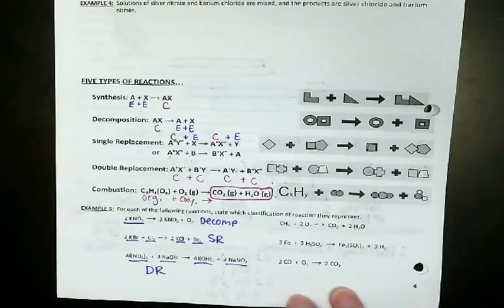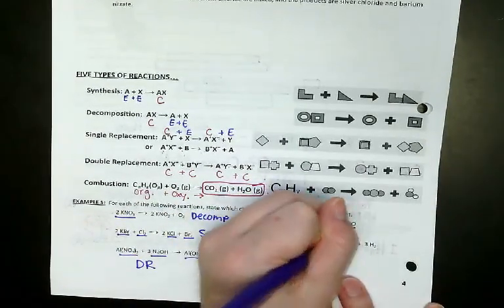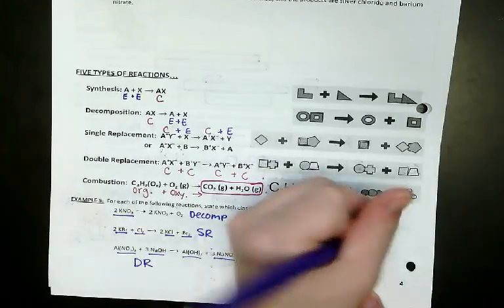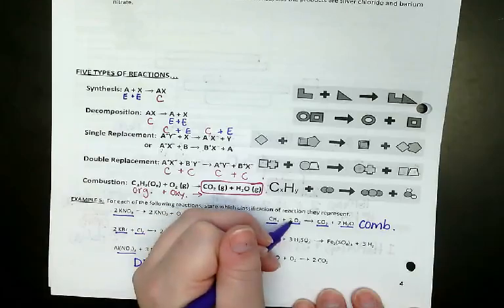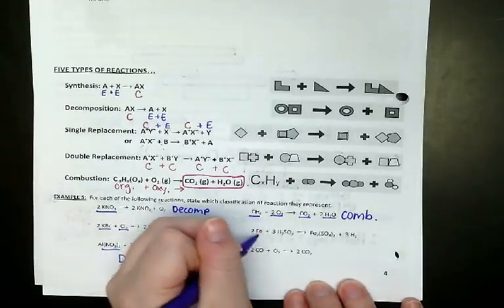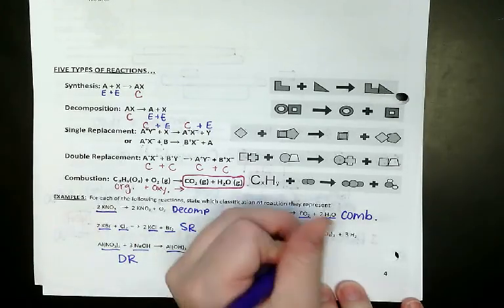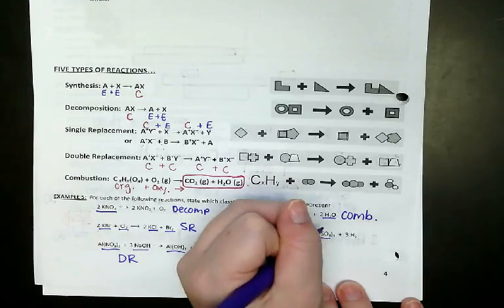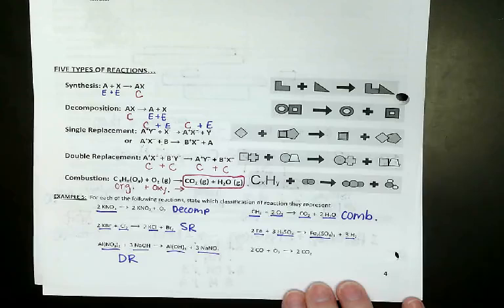Anything organic compound plus oxygen, if it forms carbon dioxide, water, combustion. Next one, we got iron plus sulfuric acid yields iron, what is that? Iron 3-sulfate plus hydrogen gas. What would that be? Single replacement. How do I know it's single replacement? Element, compound.